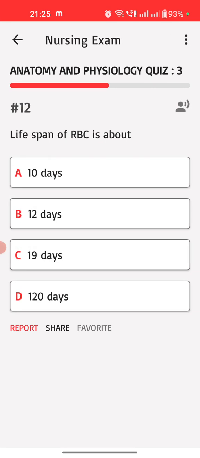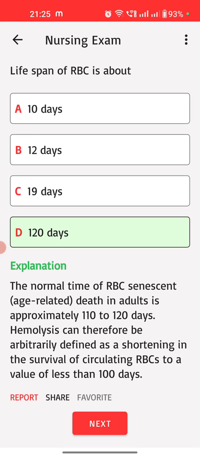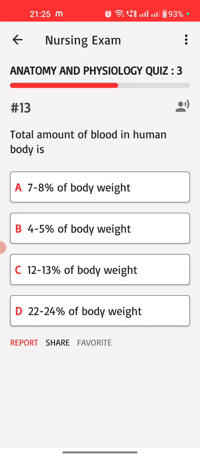Lifespan of RBC is about A. 10 days. Correct answer. The normal time of RBC senescent age-related death in adults is approximately 110 to 120 days. Hemolysis can therefore be arbitrarily defined as a shortening in the survival of circulating RBCs to a value of less than 100 days.